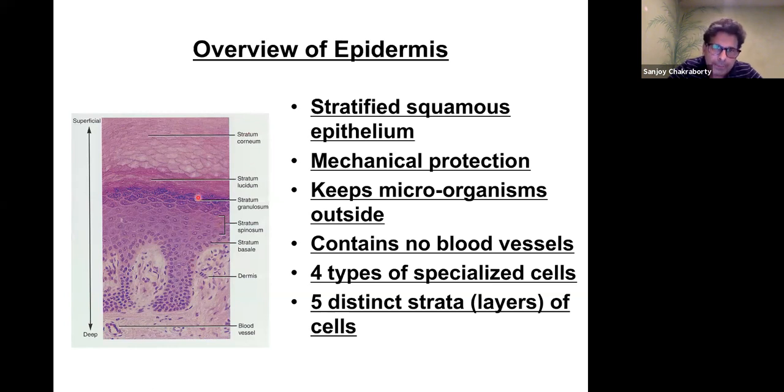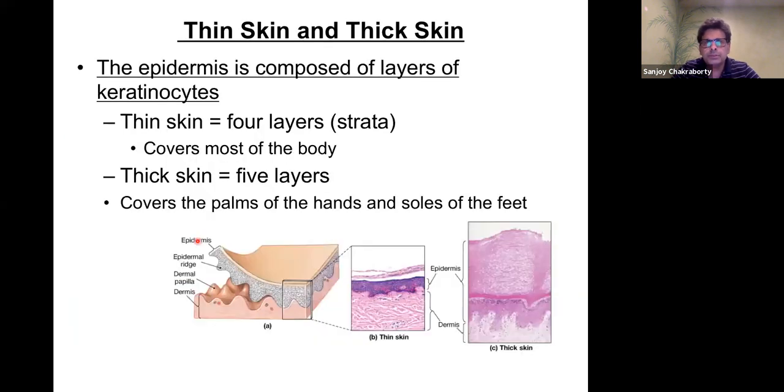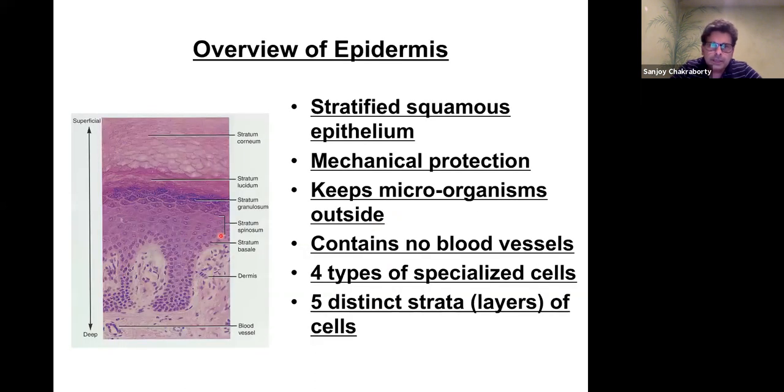Now, this epidermis layer is distinctively either 4 or 5 layers, depending on the type of skin. Basically, thin skin has 4 layers, and thick skin has 5 layers, okay? In certain areas of the body, like palms and soles, you have a little bit thicker skin. So these 5 layers are called strata.